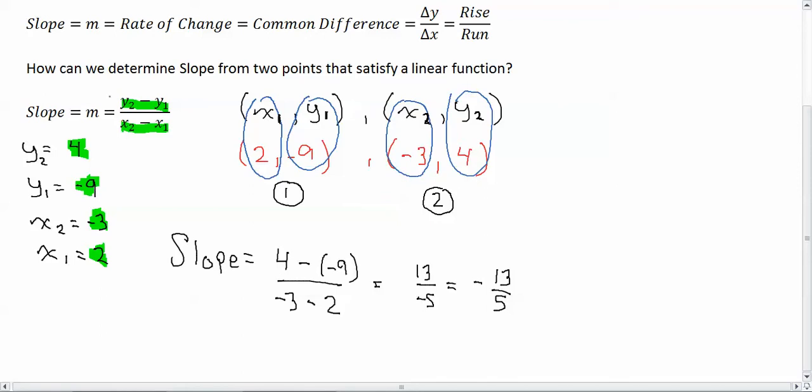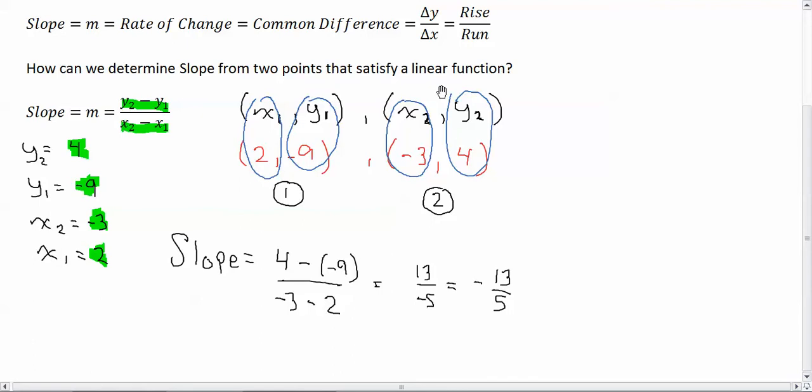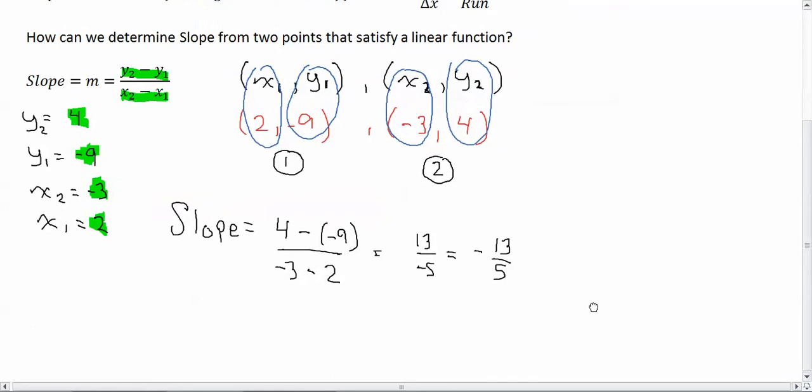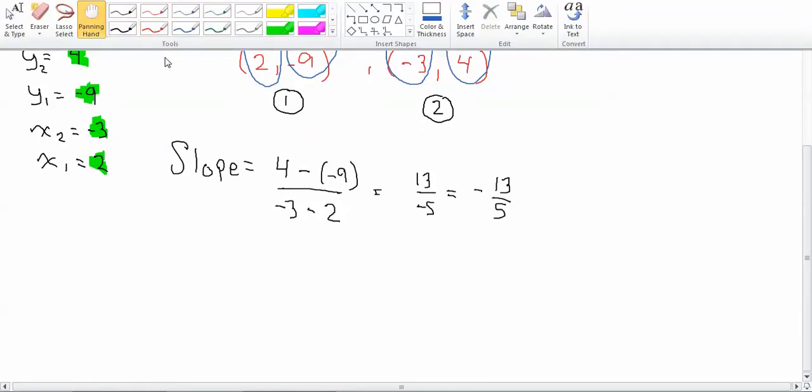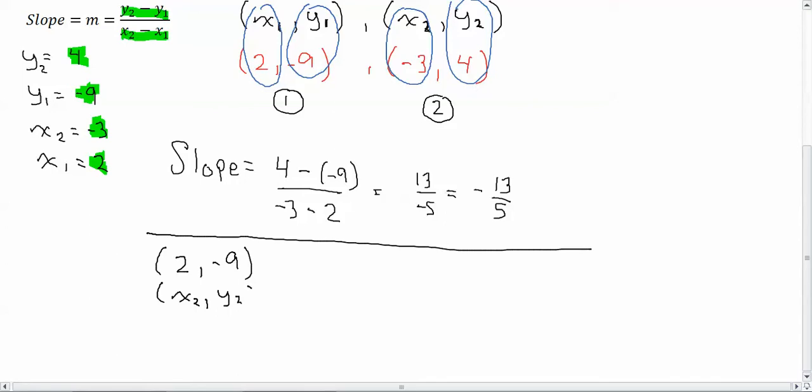So you may be wondering, well, Mr. Woolard, what if I swap these around? What if instead I called this my second point and this my first point? So let's solve that question as well. So I'm going to draw a little line here. So let's say that I had 2, negative 9, and this was my second set of points. So this is x2, y2, pardon me. And then I had negative 3, 4, and this was x1, y1.